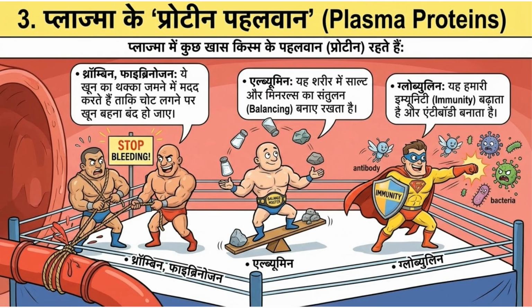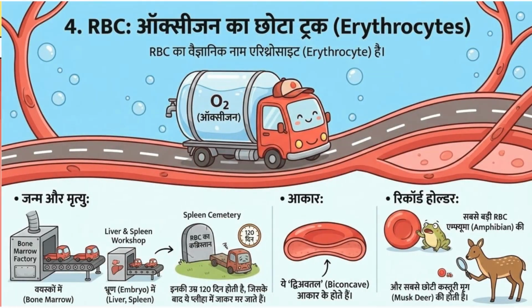Plasma contains important proteins. Thrombin and fibrinogen help in blood clotting. Albumin maintains the balance of salts and minerals. Globulin boosts immunity and creates antibodies.